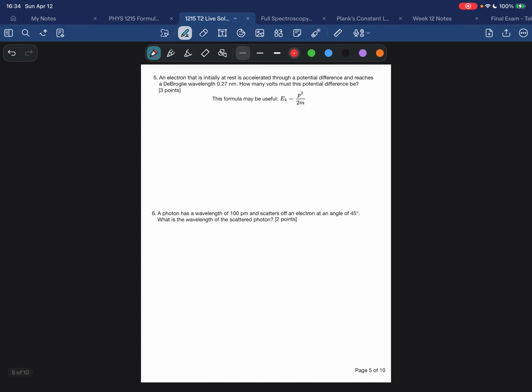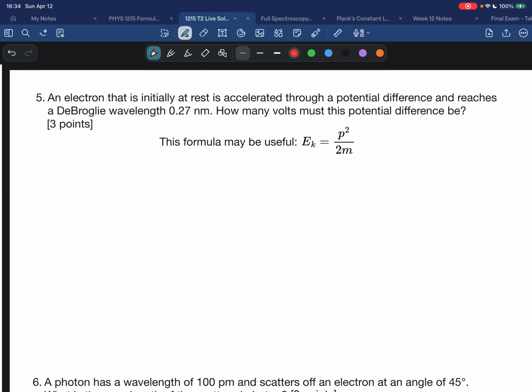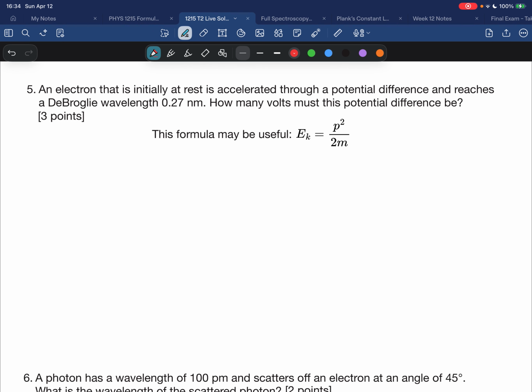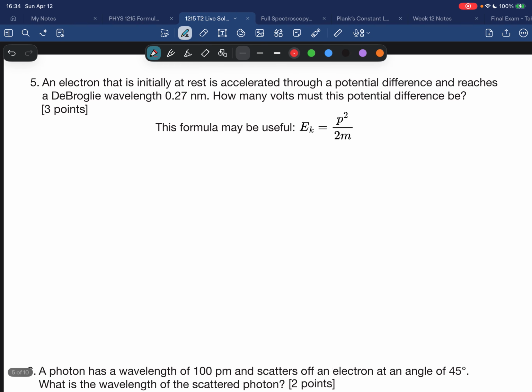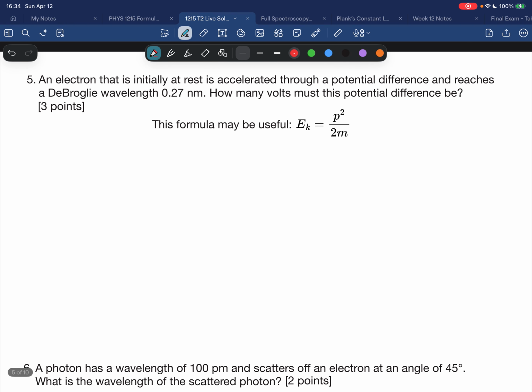5. An electron that is initially at rest is accelerated through a potential difference and reaches a de Broglie wavelength of 0.27 nanometers. How many volts must this potential difference be? 3 points. And then I give you a formula that could potentially be useful.